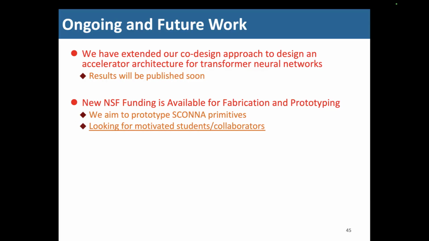And we have fabrication and prototyping funding, and we're trying to prototype that hybrid time-amplitude analog modulator, and also the stochastic tensor core. It will be a very small tensor core, maybe two-microring based, but we are working on that on silicon, by the way, and we're looking for motivated students and collaborators for that.